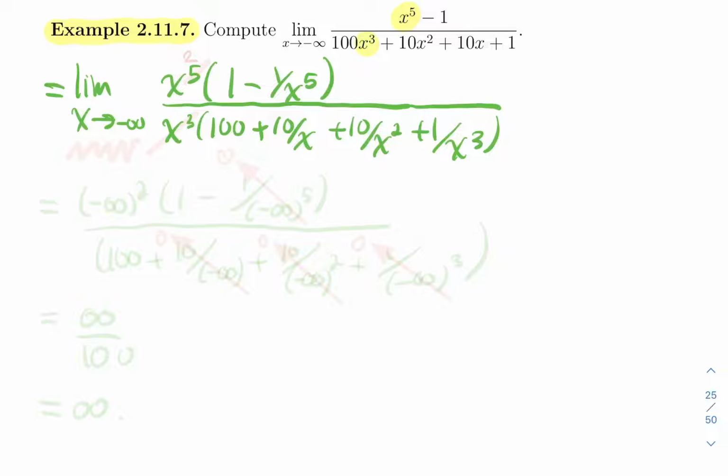Now you simplify. So if you do simplify, the x cubed will cancel completely with this x^5, leaving behind just a new power, which is 2. So now you evaluate. And notice here, I haven't mentioned this a lot.